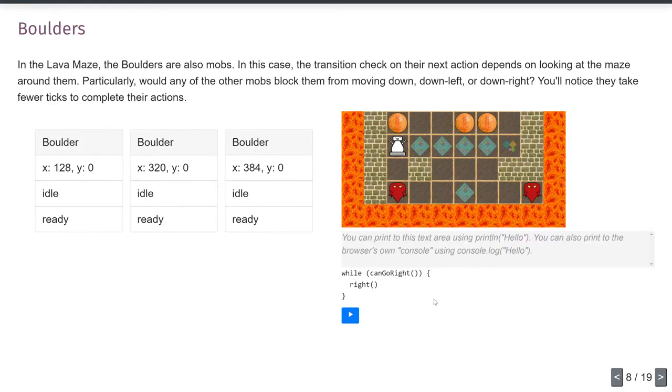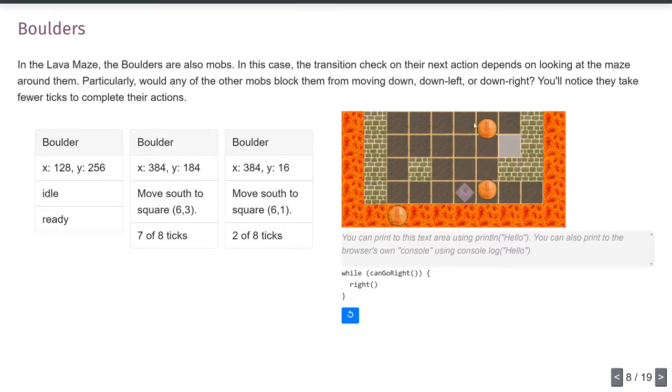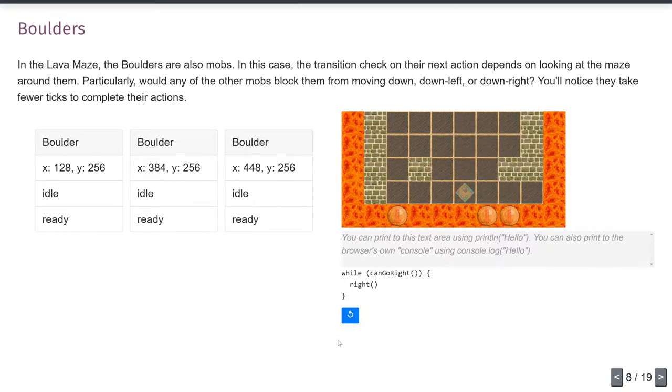The boulders, similar sort of thing. In this game, actually, the boulders are also done in terms of mobs, they call it, you know, mobile things in the game. And so in the game, they have X and Y locations, and they've got what action they're currently doing. In this case, of course, the action that they want to make, well, that logic depends on what is going on on the screen around them.